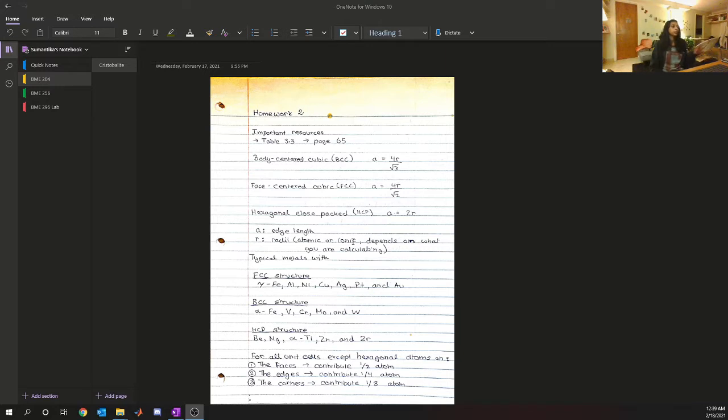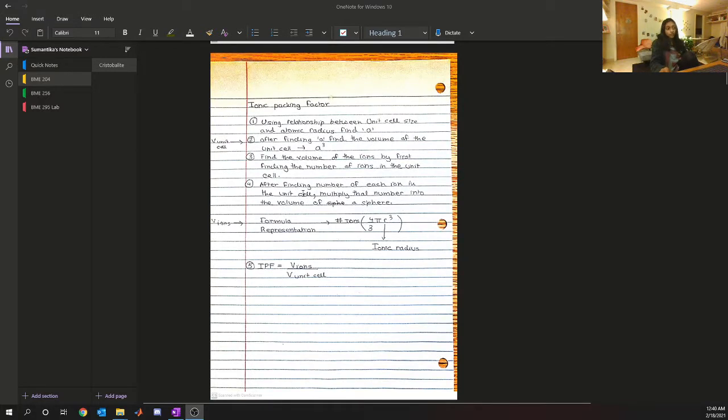Here's a list of typical metals with each structure. It might help if we're looking for something very specific. Moving on, for unit cells, except for the hexagon, which is the HCP, the faces contribute 1/2 of an atom, the edges contribute 1/4 of an atom, and the corners contribute 1/8 of an atom. This will be useful when we're calculating how many atoms are present in a unit cell or in a particular direction. I'm just going to keep going.